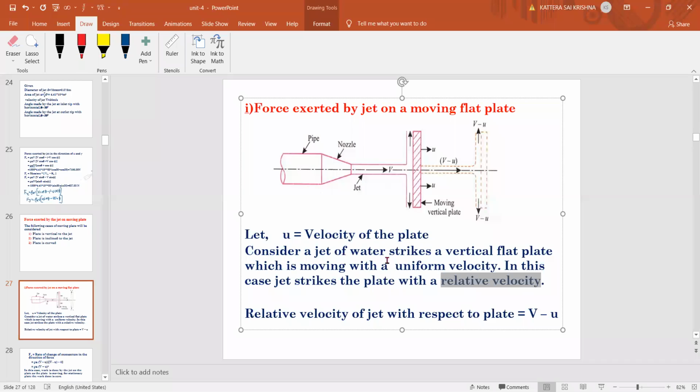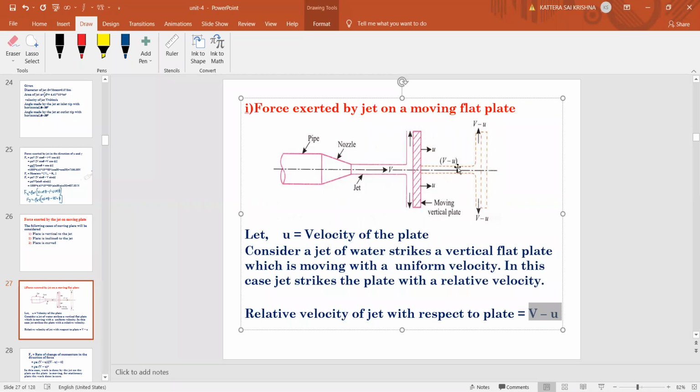Very important, please remember: the inlet velocity of the jet hitting the plate is V minus u. Inlet velocity will always be V minus u if the plate is moving. Remember this point. Next, I will go to the next slide. If you understood this diagram, you can see this is a jet, and this is a plate which is already moving with a velocity of u. When the jet comes with a velocity of V, the relative velocity with which the water hits the plate is V minus u.